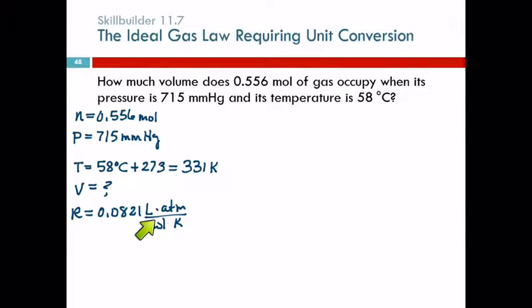The units on R tell us what units N, P, T, and V are going to have. Is this an okay unit for N, moles? Yeah, perfect. How about pressure, millimeters of mercury? No, we need atmospheres. So we need to convert it. It's best to convert it before you stick it into the equation. So I need atmospheres on top, and I need millimeters of mercury on the bottom. This is one we use a lot, so it's a good one to memorize. 1 atmosphere is 760 millimeters of mercury.